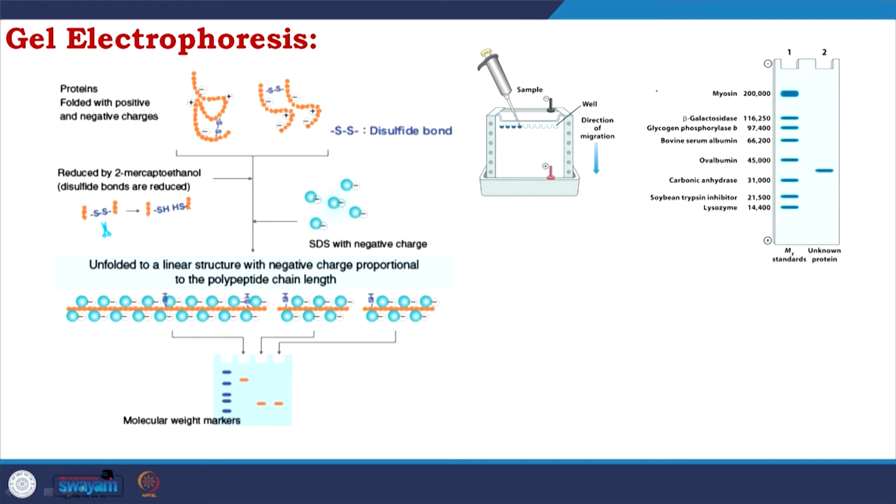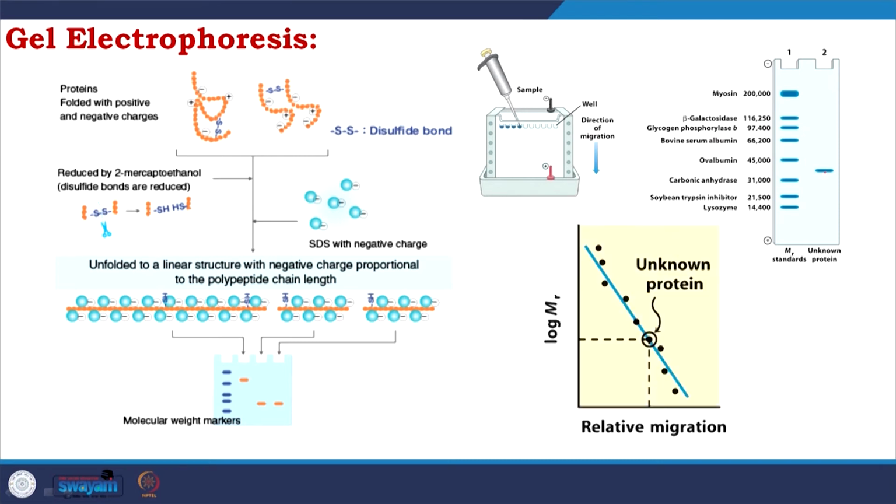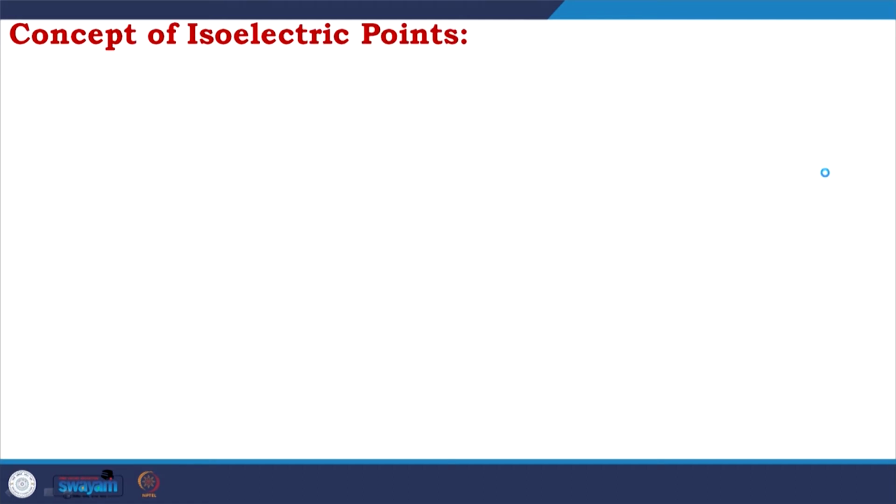Nowadays there are advanced markers which will give bands even without staining. So, you have those molecular markers. If you see here, you have myosin, beta galactosidase, glycogen phosphorylase B, bovine serum albumin, ovalbumin, carbonic anhydrase, soybean trypsin inhibitor, lysozyme, all those, and comparing with those you could get the molecular weight of your protein. Also, from the relative migration you could get the mass of the unknown protein more accurately.